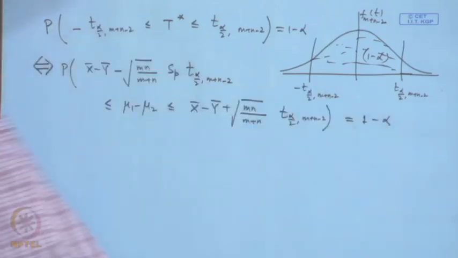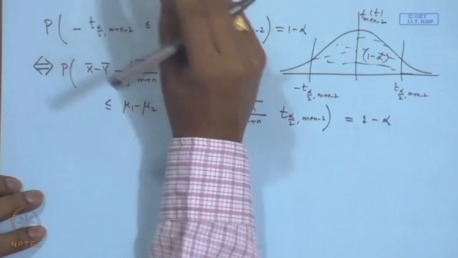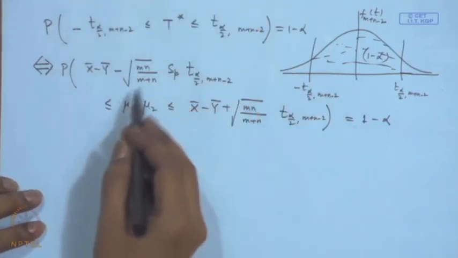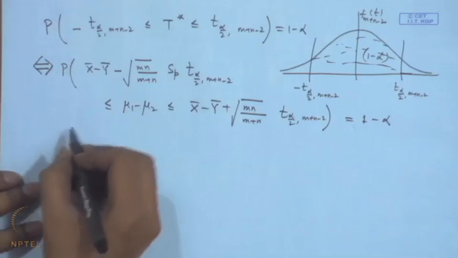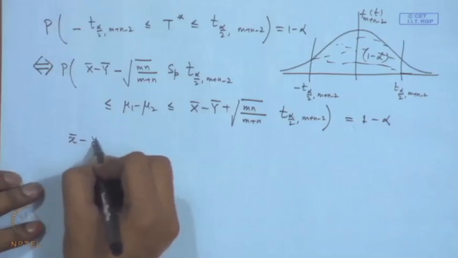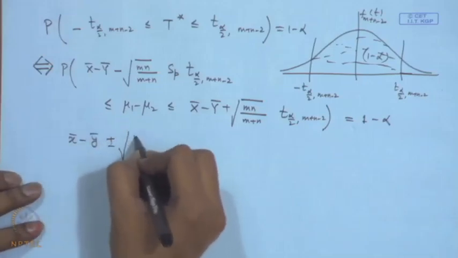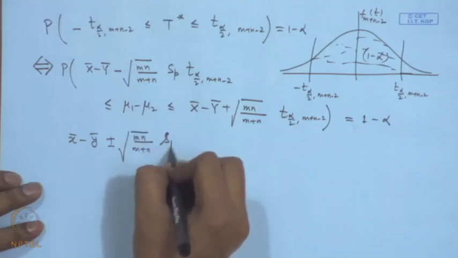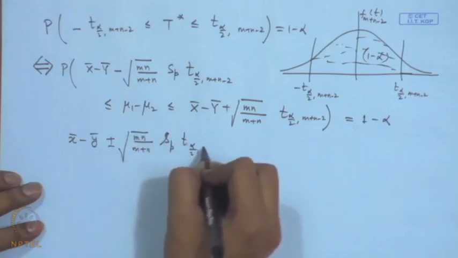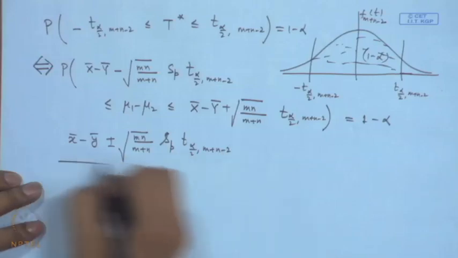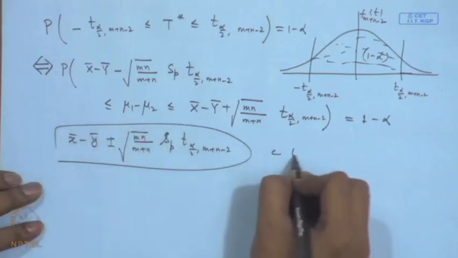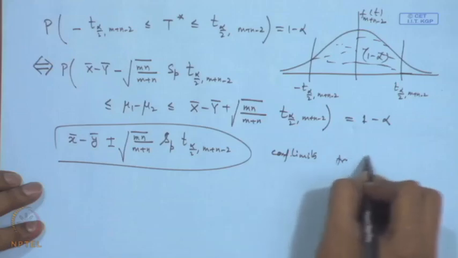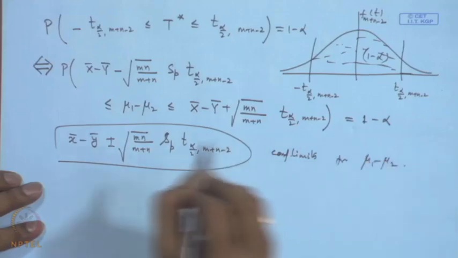So, when sigma 1 square, sigma 2 square are unknown, but they are assumed to be equal, then the confidence interval is obtained based on the pooling of the sample variances, that is x bar minus y bar plus minus root mn by m plus n, S p, t alpha by 2, m plus n minus 2. This gives the confidence limits for mu 1 minus mu 2.